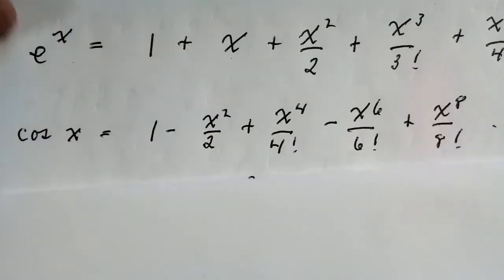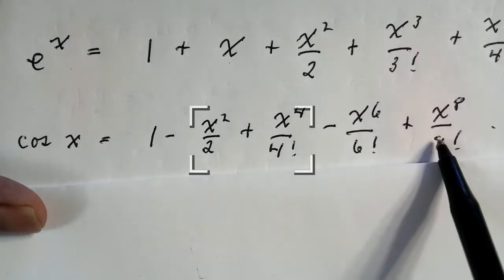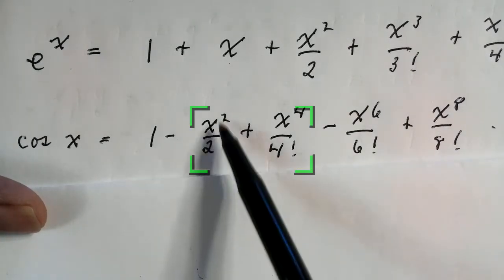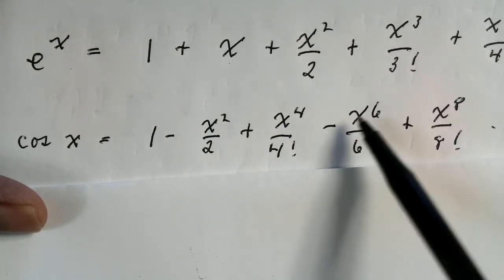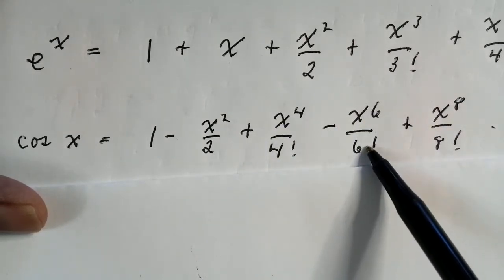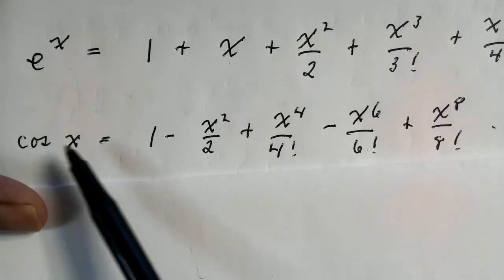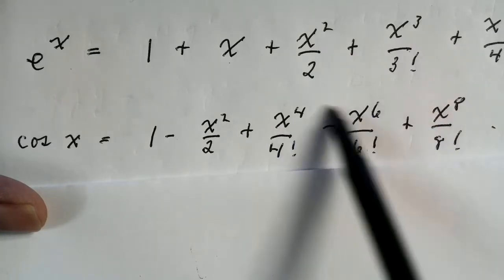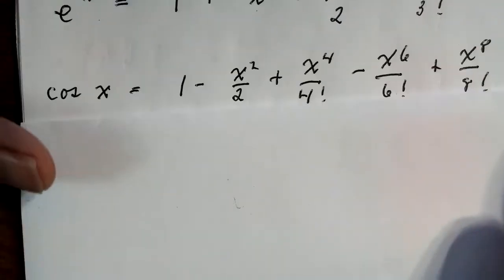Now, the cosine has a Taylor series about the origin as well. It has strictly even powers: 1 minus x squared over 2 factorial plus x to the fourth over 4 factorial minus x to the 6th over 6 factorial plus x to the 8th over 8 factorial. Because the cosine is an even function, this has all the even powers of x, and the signs all alternate.